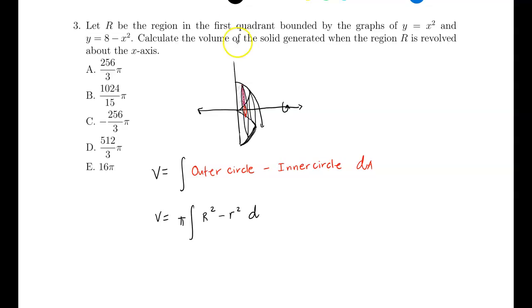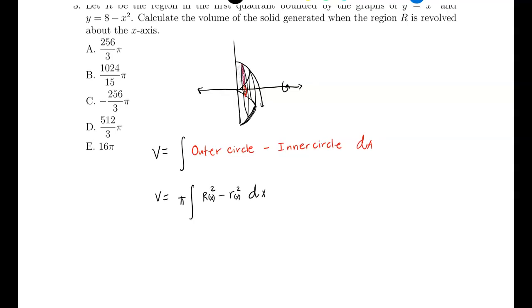Now, since we are using a vertical strip, and a vertical strip means that we are integrating with respect to x, that will be in terms of x. So your R will be a function in terms of x. The radius will be a function in terms of x. And that means if it's a vertical strip, it would follow top minus bottom: function at the top minus function at the bottom.